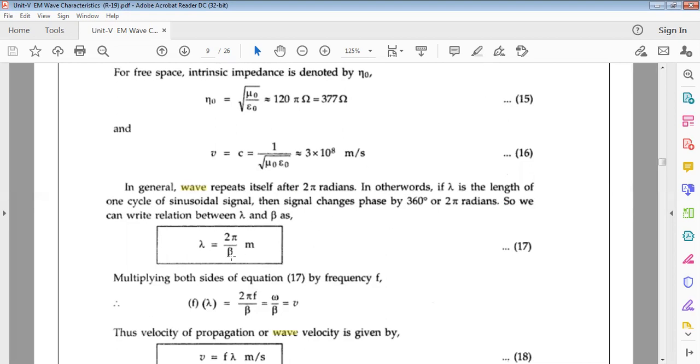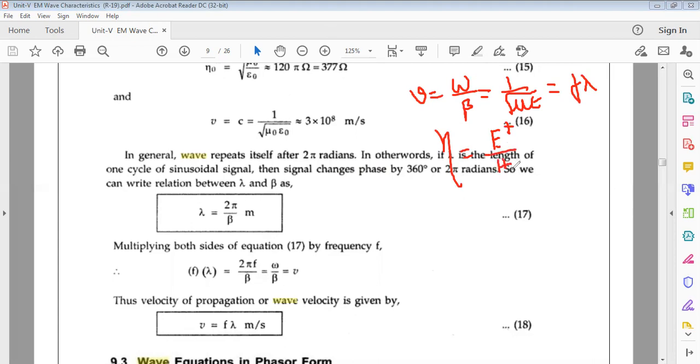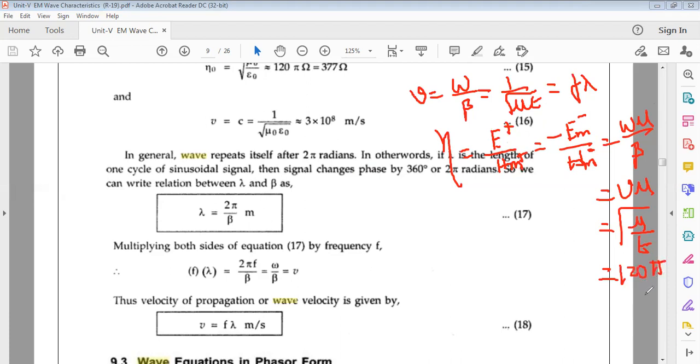I already told that lambda is equal to 2 pi by beta, and the relation of V is again f into lambda. The velocity V is equal to f lambda. So in this uniform plane wave, we derived the velocity is equal to omega by beta, which is 1 by root of mu epsilon, and the same velocity is equal to f lambda. Another one is eta, the ratio of E_m plus by H_m plus, equal to minus E_m minus by H_m minus. That value is omega mu by beta, that is V into mu, or otherwise root of mu by epsilon, which is approximately 377 ohms.